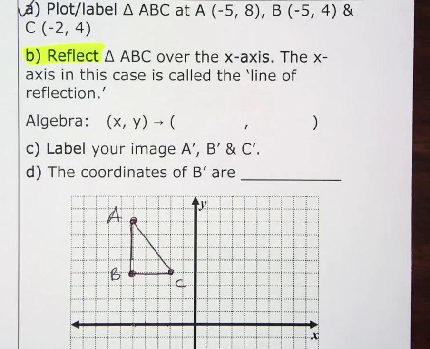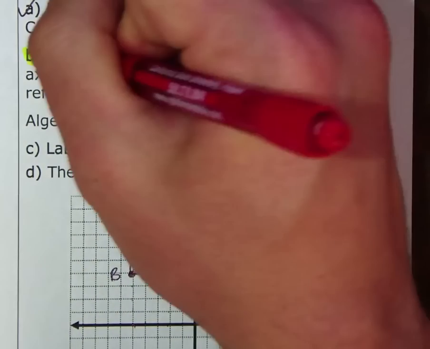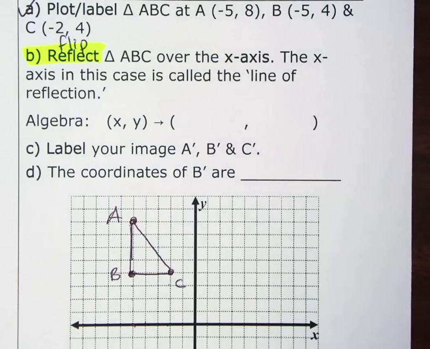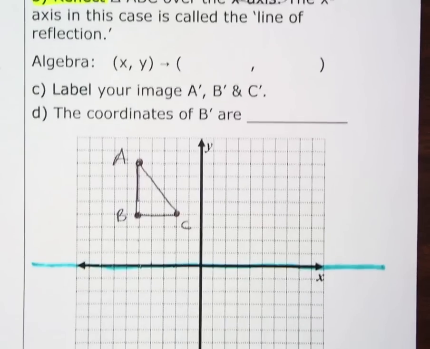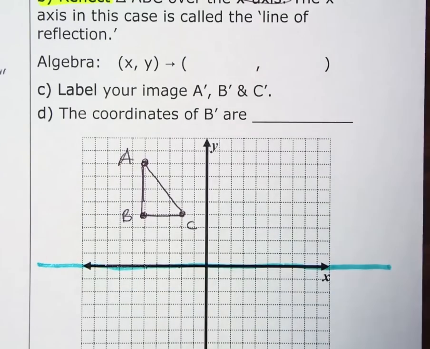We're reflecting. Okay, and we like to think of that as flipping. But what are you flipping over? In this case, you're flipping over the x-axis. So that is going to be my line of reflection. So here's the x-axis, where the mirror is going to be. And we need to go ahead and reflect it over it. Okay, and that's the line of reflection.